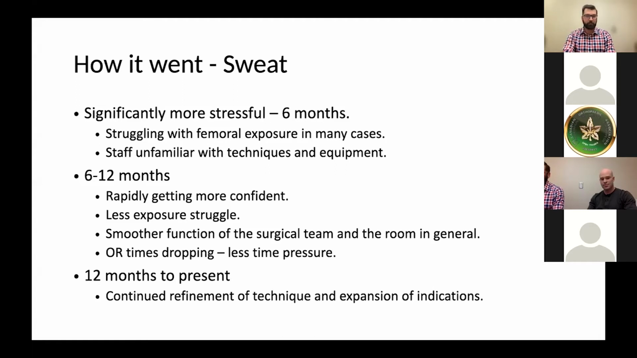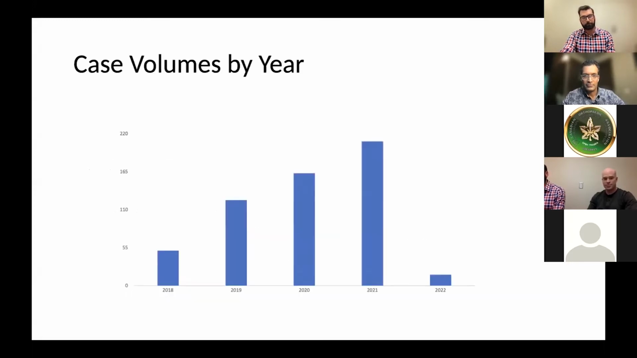After about 6 to 12 months, as Ross was alluding to, we're getting quite a bit more confident. The exposures were less difficult. Everything just started to click and to run a lot more smoothly. And the OR times, as he said, dropped considerably, which meant less time pressure on the day to get your cases done, less stress, and just, generally speaking, a more tolerable experience for everybody involved. And since then, as he sort of indicated already, we've been expanding our indications and really refining the techniques, little tricks and tips that we pick up and pass on to each other and from others as well, that really do make things quite a lot easier, which is of course the case with all approaches.